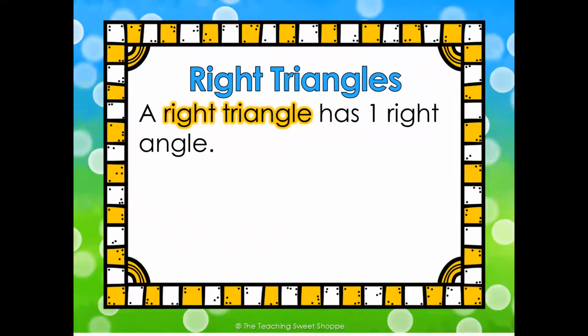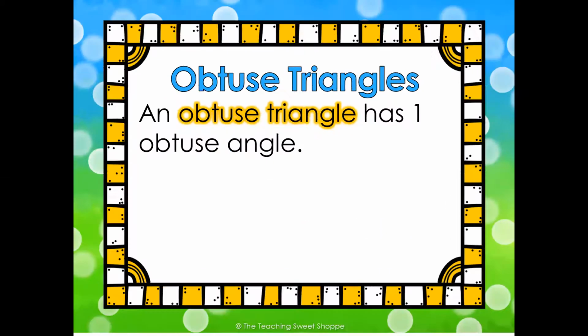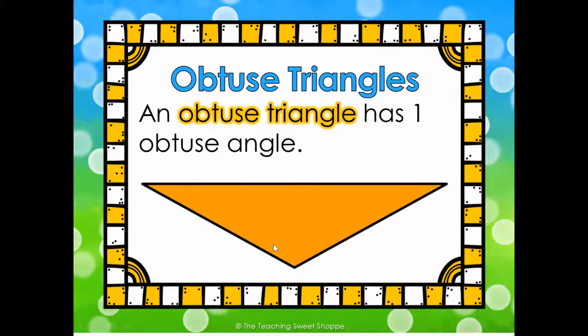And then we've got right triangles. A right triangle is going to have 1 right angle, and then the other 2 angles will be acute. So 1 right angle, 2 acute angles. And then we will have an obtuse triangle as the last kind of triangle. An obtuse triangle is going to have 1 obtuse angle, and the rest are going to be acute. Here is the obtuse wide angle here, and the 2 smaller acute angles here.